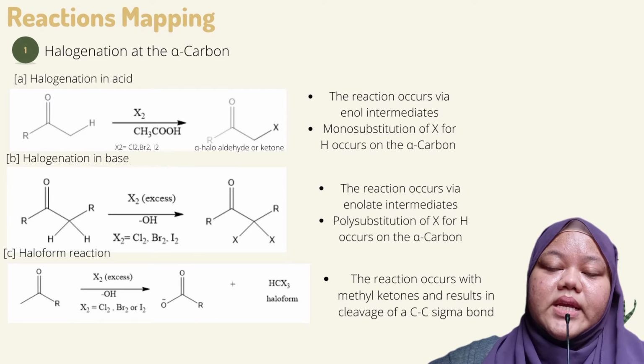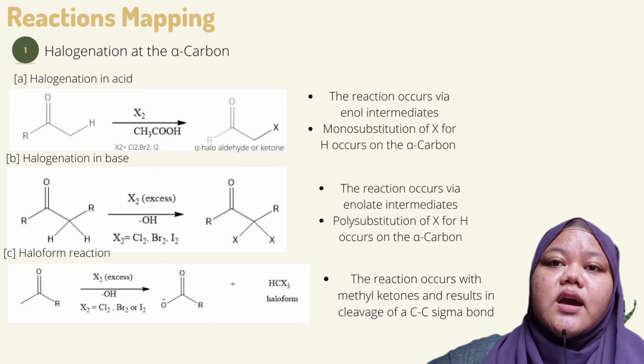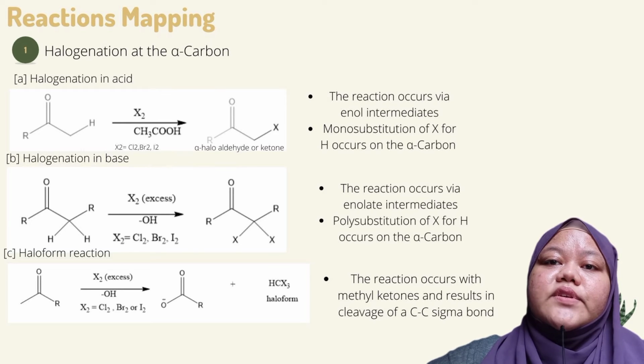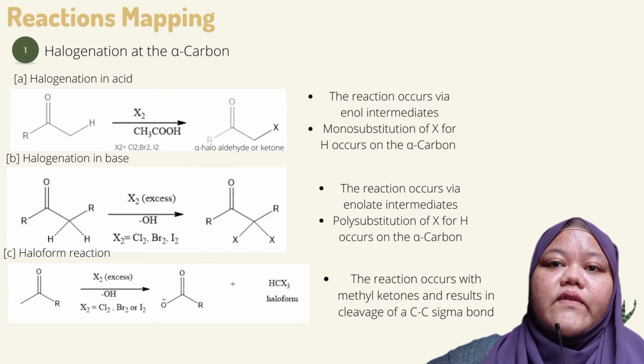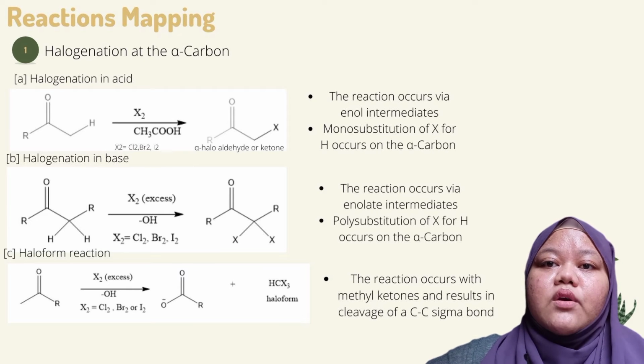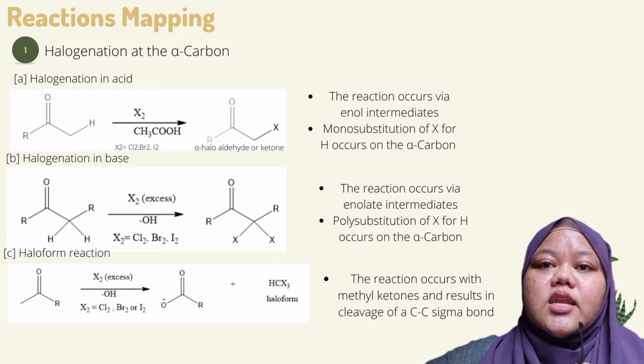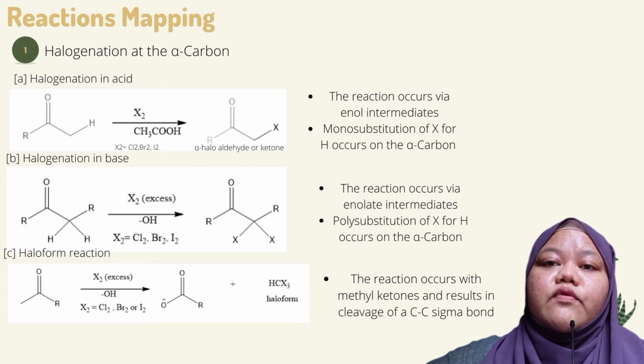Next is reaction mapping. In this chapter, there are three main reactions. The first one is halogenation at the alpha carbon. This reaction has three variations, which is halogenation in acid, where the reaction occurs via enol intermediates and monosubstitution of X for hydrogen occurs on the alpha carbon.